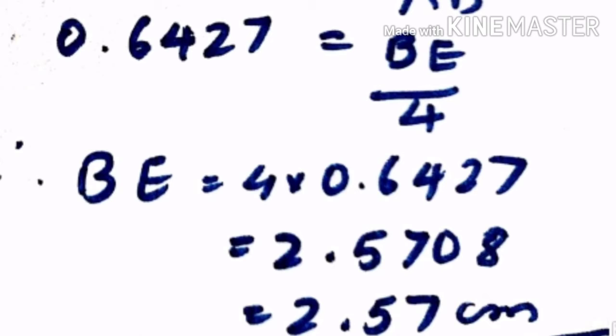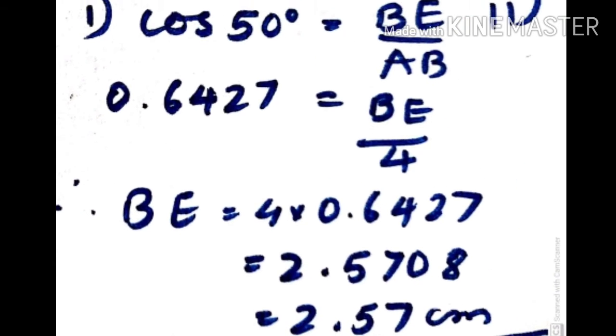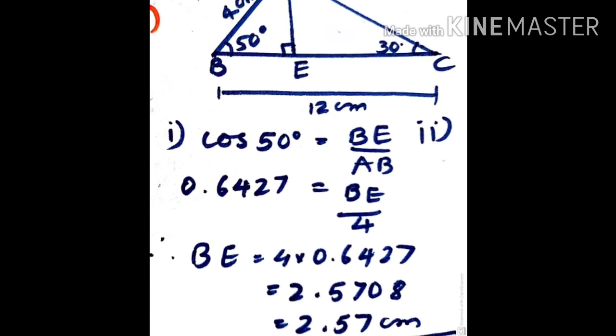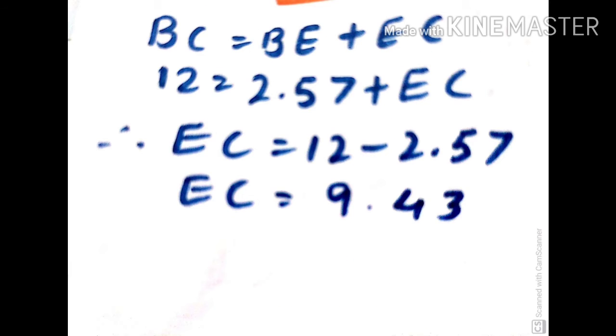Now to find the other value, AC, first of all I need to get the EC value. Check your figure. BE is found, BC is given, so we can find EC as BC is equal to BE plus EC. Let us see how. So now the next step, here BC is equal to BE plus EC. In the figure we can see the BC value is 12 and it is divided into two parts, BE and EC.